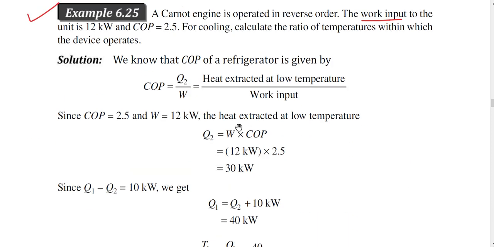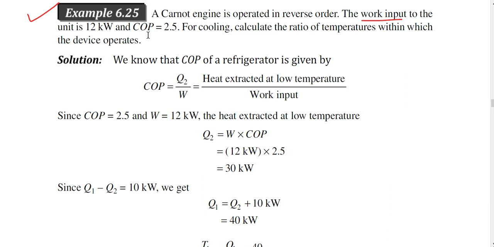Next problem. A Carnot engine is operated in reverse order. That means it is basically working like a refrigerator. So the work input to the unit is 12 kilowatt, and the coefficient of performance, COP, is 2.5. For cooling, calculate the ratio of temperatures within which the device operates.